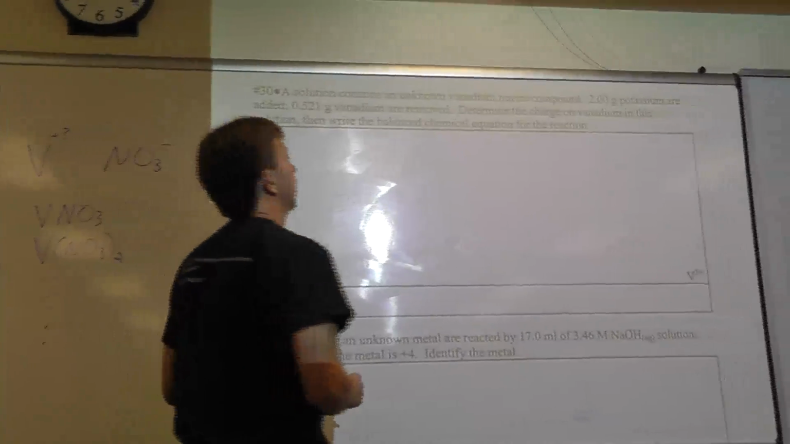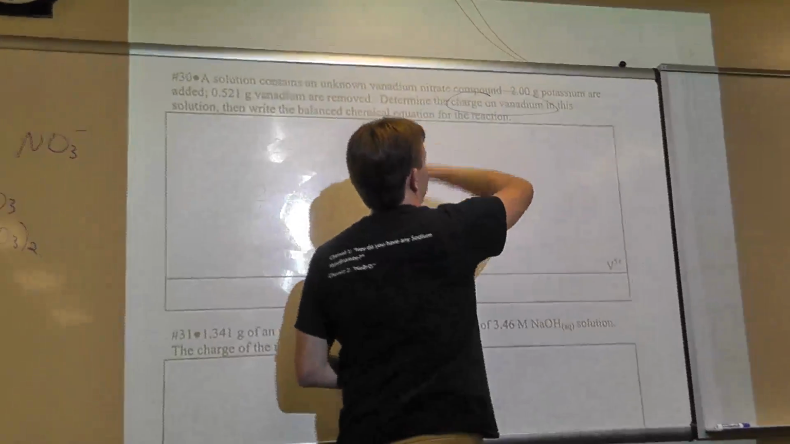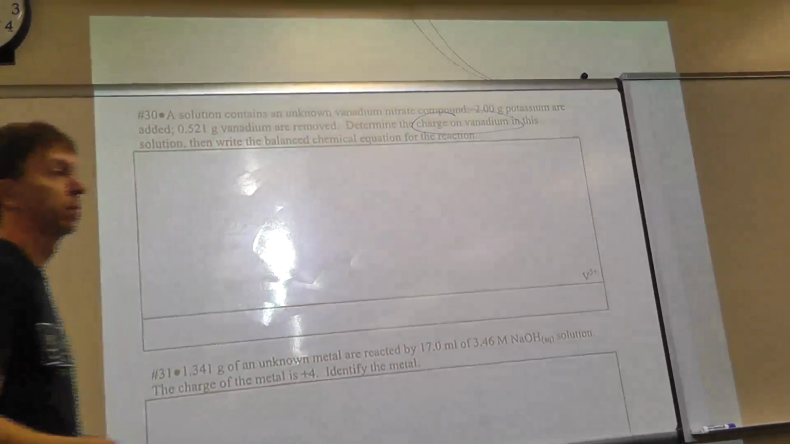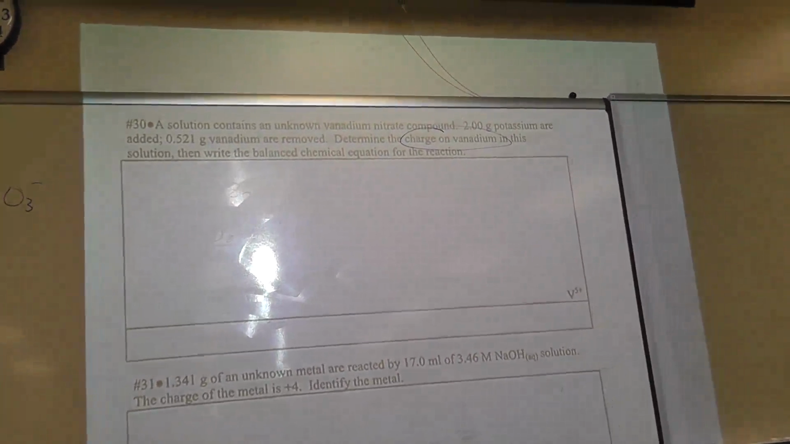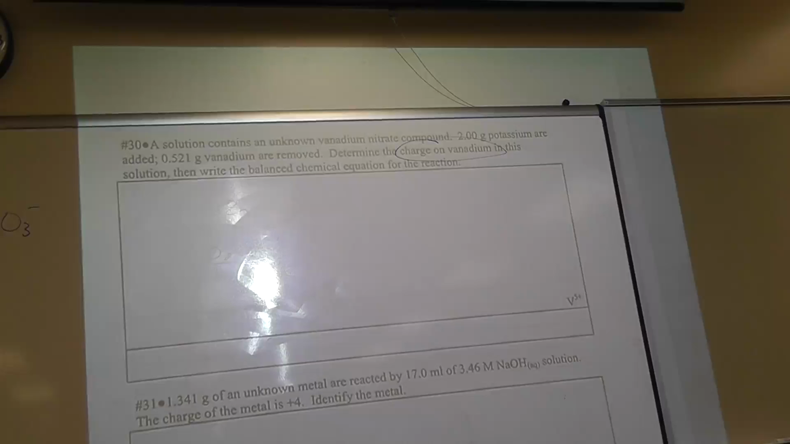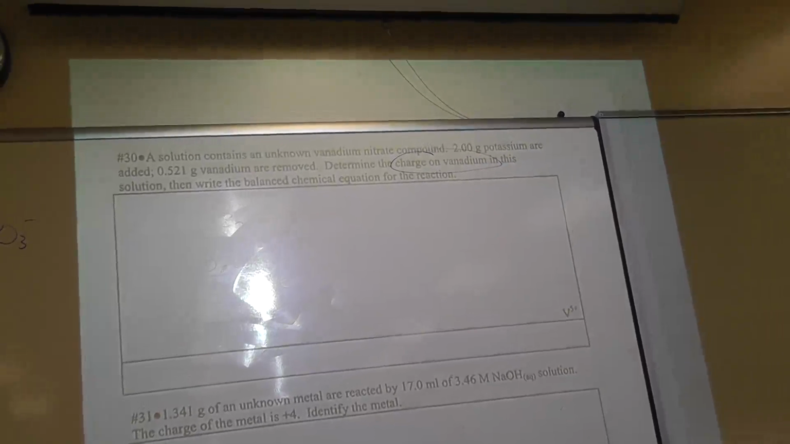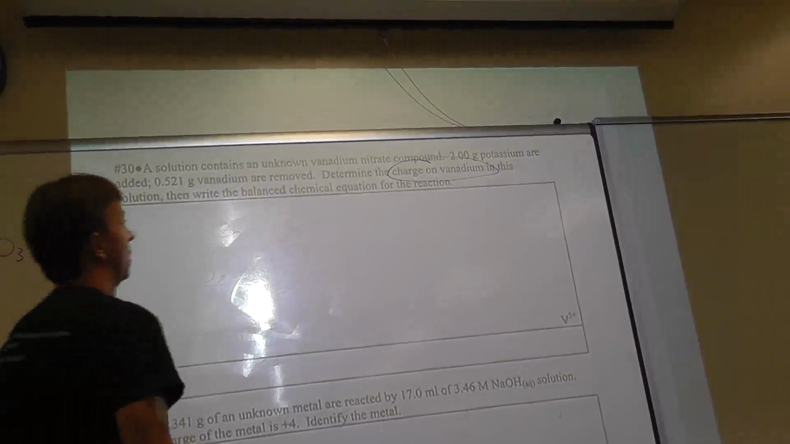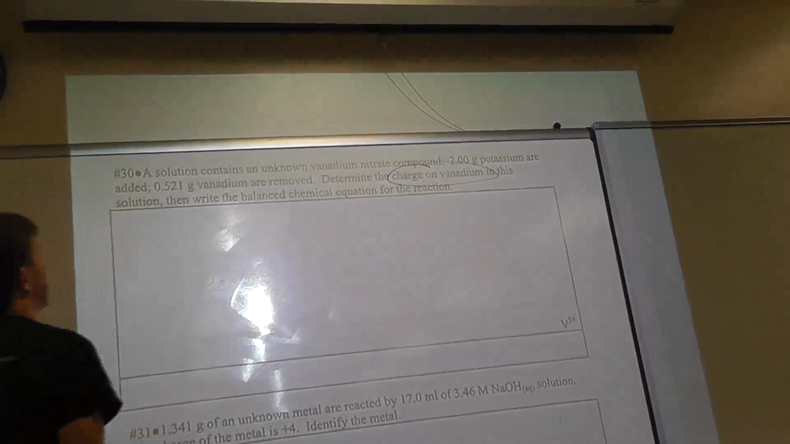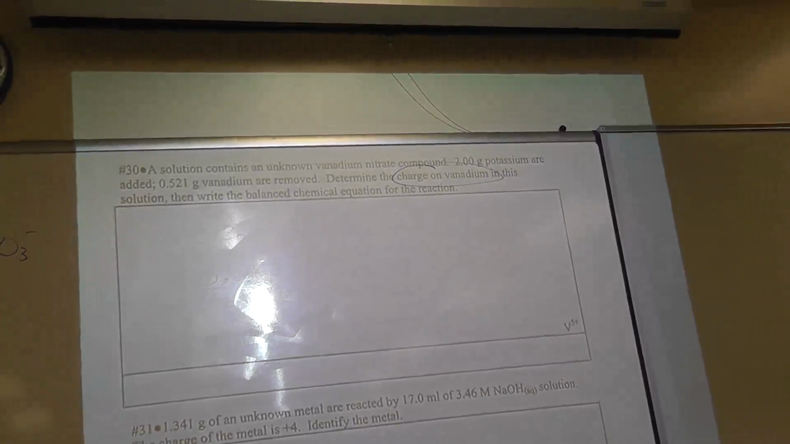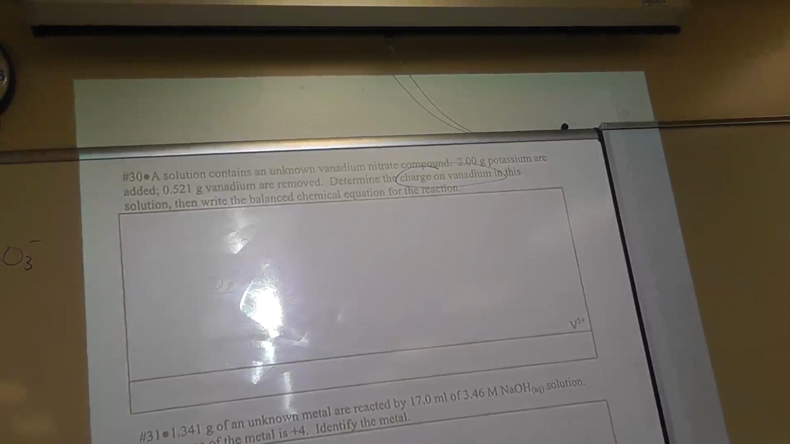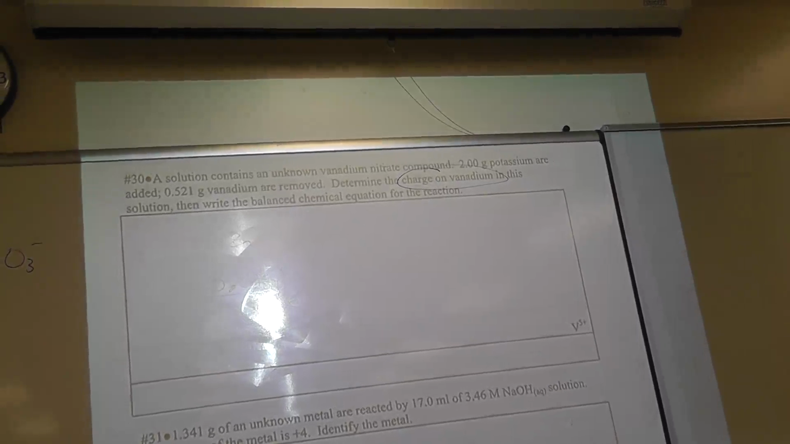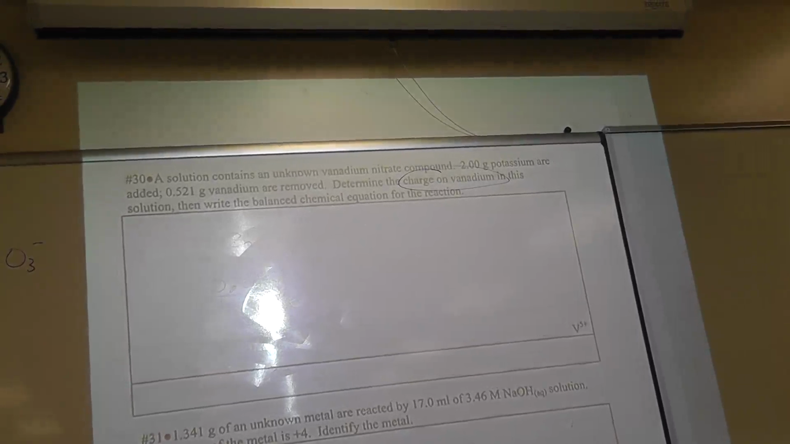So what we're trying to find out here is the charge on vanadium, so that we can use that charge to build the appropriate formula. And then ultimately we'll write the balanced chemical equation. We're told that 2 grams of potassium are added to the solution, so 2 grams of potassium go in, 0.521 grams of vanadium come out. That's the change that's going on. And we want to use that to determine the charge on vanadium.